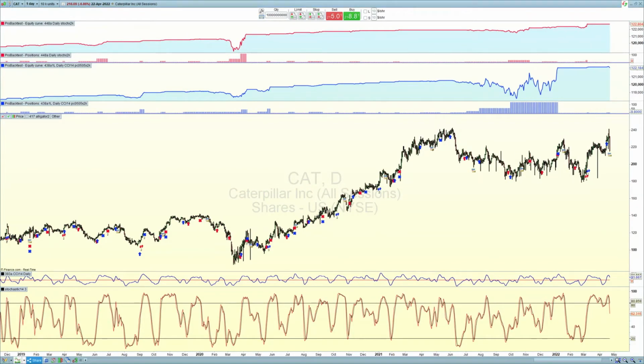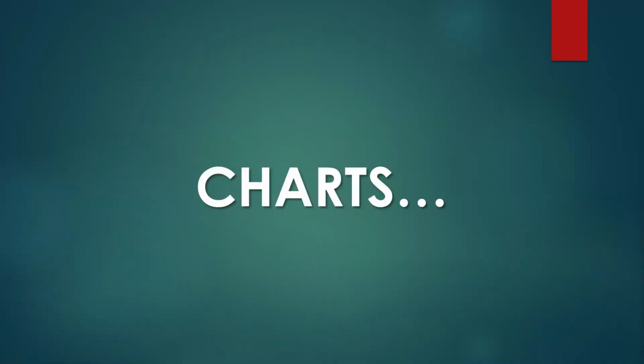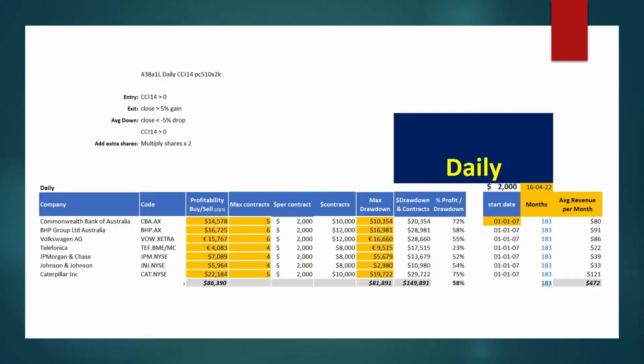Now let me show you very quickly the table of results. Now this is the CCI14 breakout strategy. Note we're trading $2,000 lots per trade, and beginning back in backtesting, we started all this back in January 2007, which covers the GFC, COVID, and the Ukraine downturn. We show total revenue per stock, the number of times we had to average down, the total drawdown effect, then a monthly average revenue based on the number of months from 2007 until today, showing a monthly return.